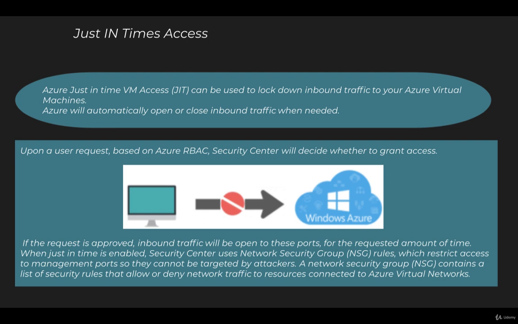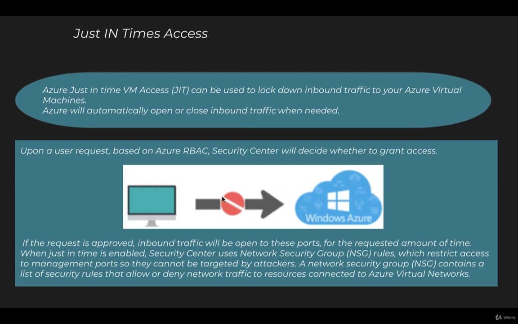Therefore, Microsoft provided this just-in-time access feature to help prevent that, because it is not recommended to open any port 24 by 7, which generally provides high access. So what is just-in-time VM access? Azure just-in-time VM access can be used to lock down inbound traffic to your Azure virtual machines, and it will automatically open and close inbound traffic when needed.